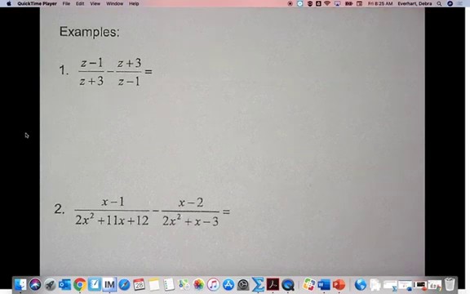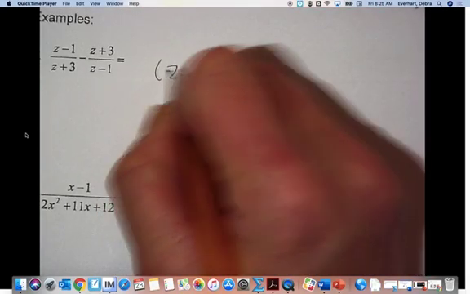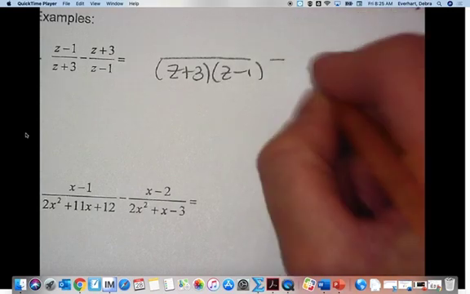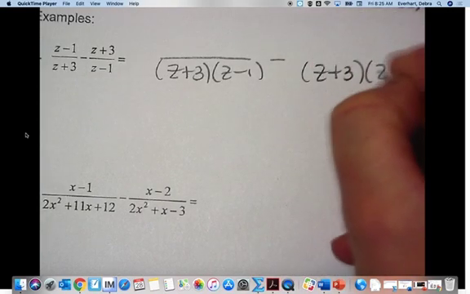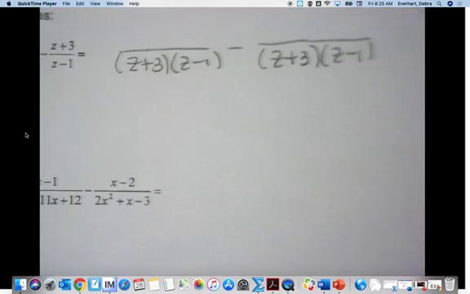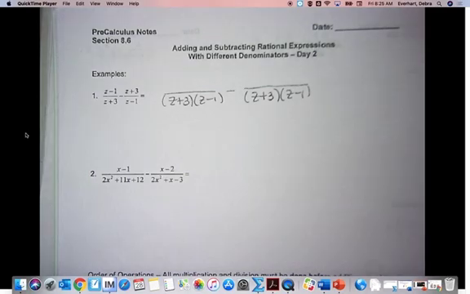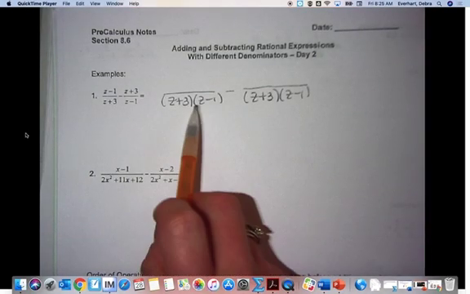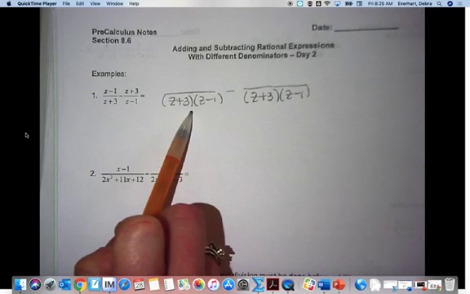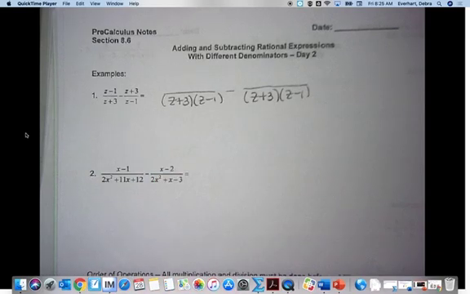All right, so that common denominator is z plus 3, z minus 1. So what we're going to do is build two fractions that have that same denominator. Section 8.5 was finding the LCD, and then section 8.6 is building those equivalent fractions. So what's missing in the first one? To get this denominator, z minus 1, we're going to have to multiply by z minus 1 over z minus 1.